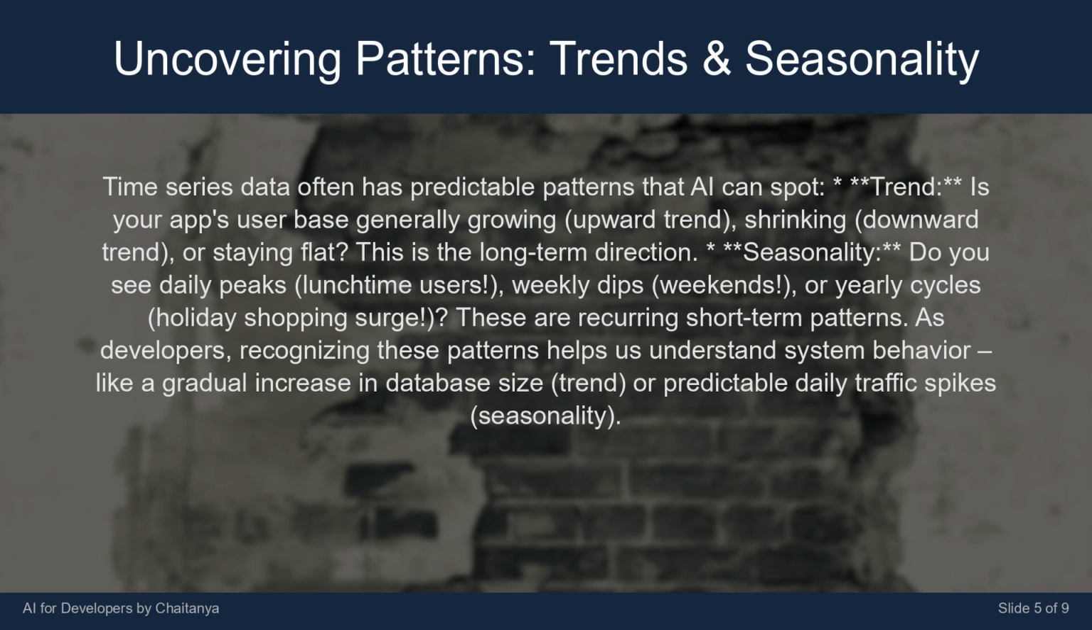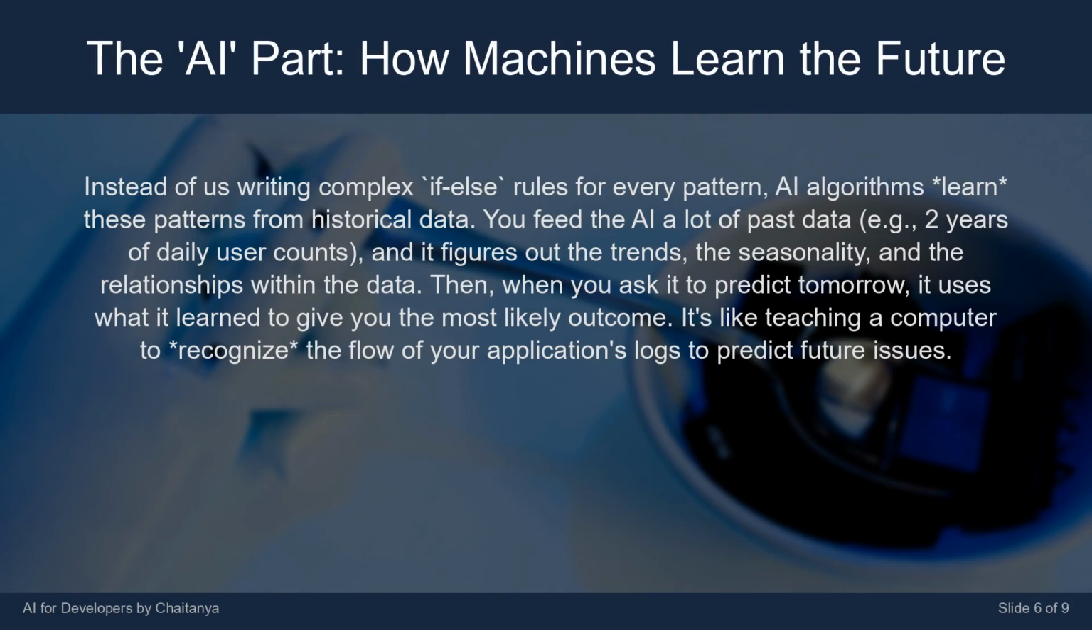As developers, recognizing these patterns helps us understand system behavior, like a gradual increase in database size, trend, or predictable daily traffic spikes, seasonality. Instead of us writing complex if-else rules for every pattern, AI algorithms learn these patterns from historical data. You feed the AI a lot of past data, e.g., 2 years of daily user counts, and it figures out the trends, the seasonality, and the relationships within the data. Then, when you ask it to predict tomorrow, it uses what it learned to give you the most likely outcome. It's like teaching a computer to recognize the flow of your application's logs to predict future issues.